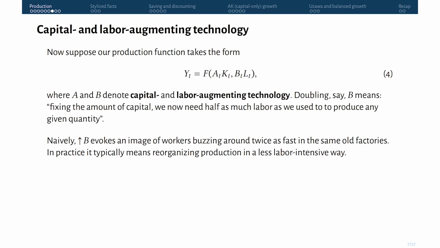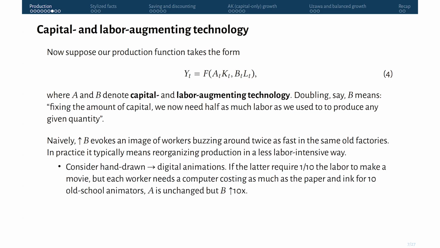Naively, just looking at a function like this and imagining an increase to B, that seems to evoke an image of workers doing whatever they were doing before in the same capital environments that they were in before, the same factories or whatever, but just buzzing around twice as fast. Of course, that can happen, but in practice, increases in labor augmenting technology usually mean reorganizing production in a less labor intensive way. So you're now using your capital in a very different arrangement.